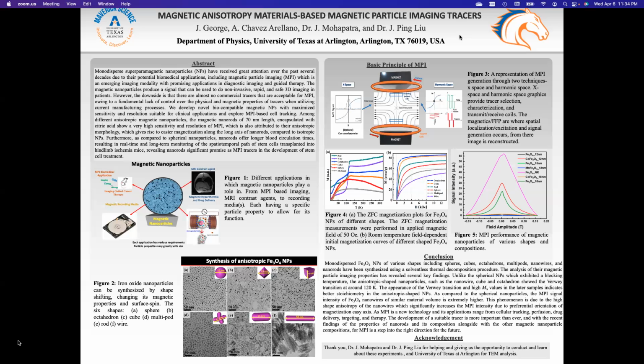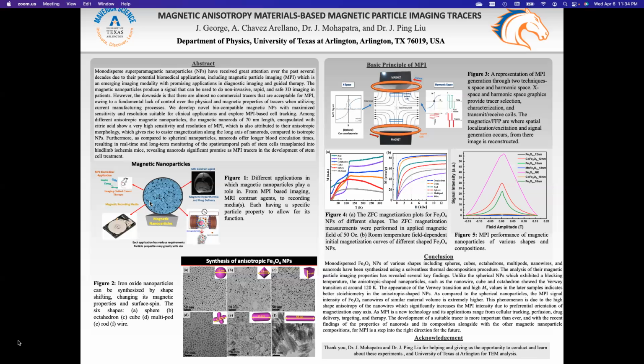As a team, we have continued to develop novel biocompatible magnetic nanoparticles with maximized sensitivity and resolution. For many years, spherical nanoparticles have been used because amorphous particles typically adopt a spherical shape due to their microstructural isotropy. In Figure 1, different applications of magnetic nanoparticles are shown and the role they play. From MRI contrast agents to recording media, magnetic nanoparticles can also be implemented into MPI applications, more specifically biomedical ones.